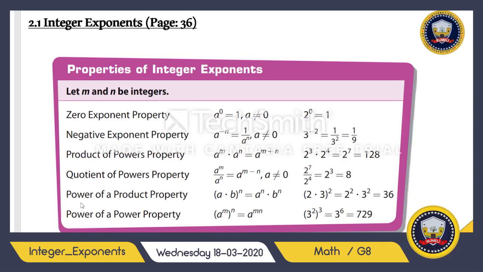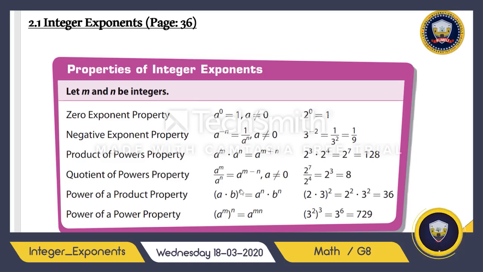Before the last, we have the power of product property. Whenever I have an expression like this, a times b to the power of n, I simply distribute my power to both. So it will be a to the power of n times b to the power of n. An example is 2 times 3, all to the power of 2. This is 2 to the power of 2 times 3 to the power of 2. This is 36.